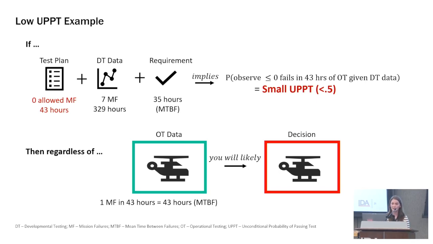So what we're going to find out once we actually use our app on this case study is that this is going to give us a very small probability of passing the test. And so that means that regardless of the operational testing data that we see, it is going to be very likely that we make the decision to fail the system because our test plan was so inflexible. It allowed for 0 mission failures.